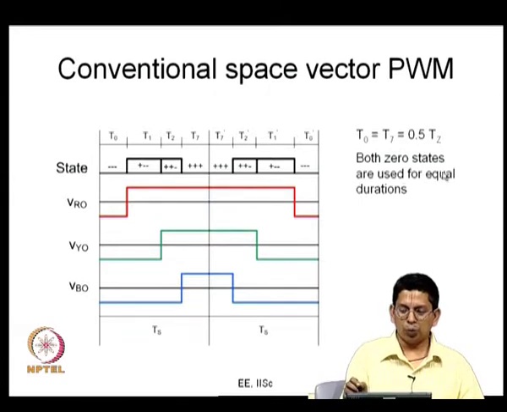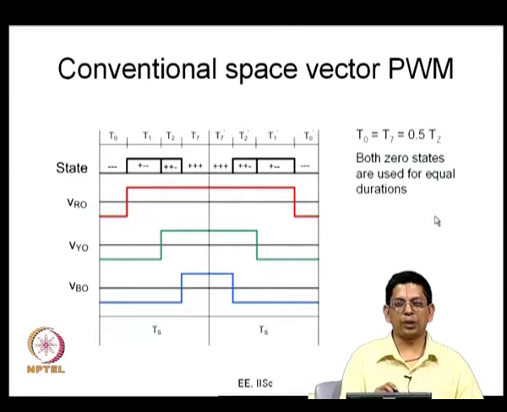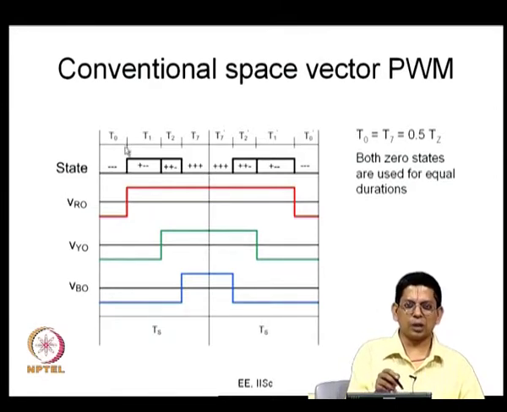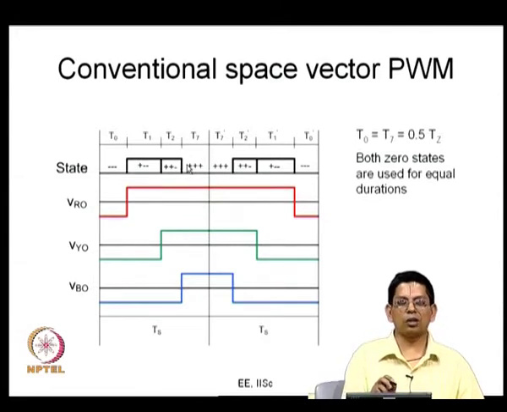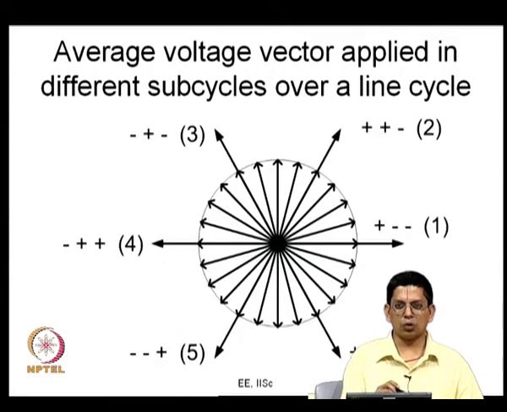So, what you are doing is both the 0 states are applied for equal durations of time, that is kind of conventional wisdom. You can apply your null vector using either this option or that option, by keeping all the bottom devices on or keeping all the top devices on. What do I do? Do it both equally, apply this for half the time, apply that for half the time, it is a simple logic, and you just do this, and that is conventional space vector PWM. As I mentioned, we will discuss more of this later now.